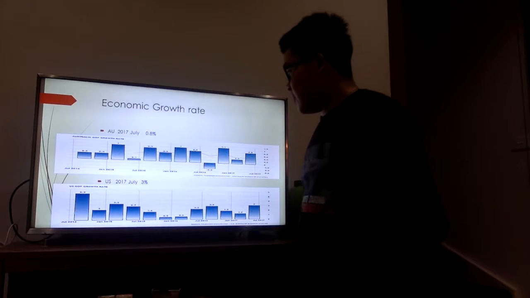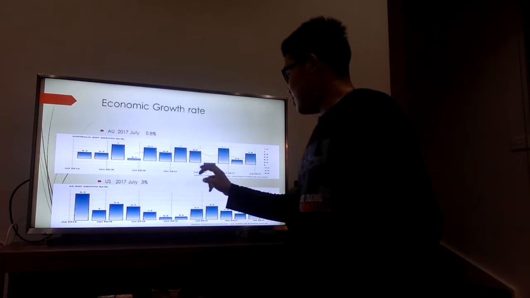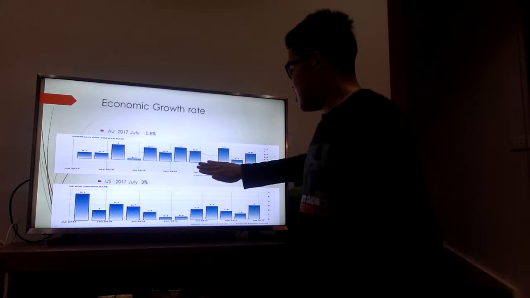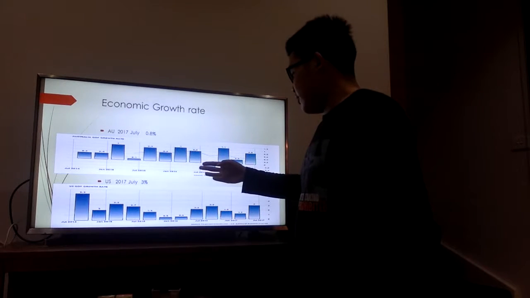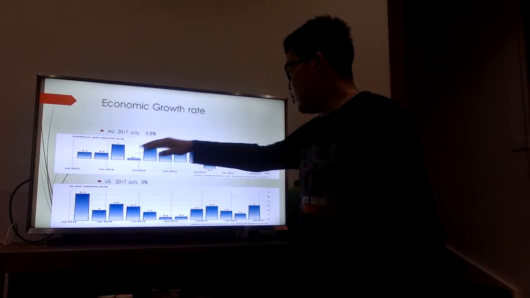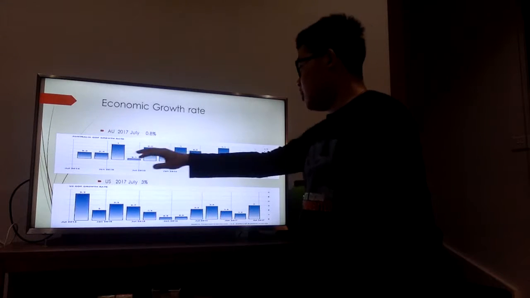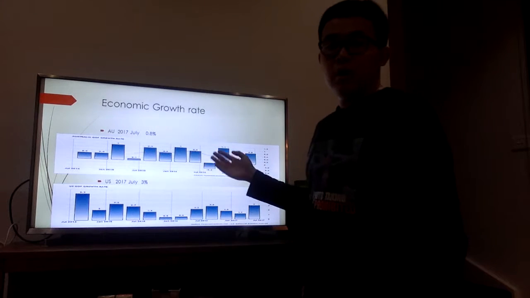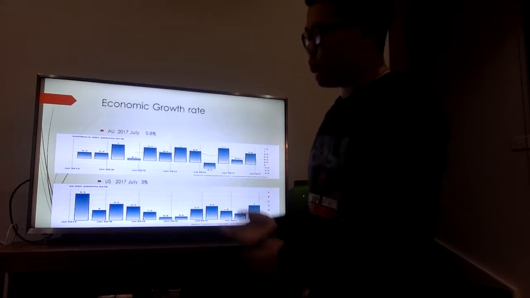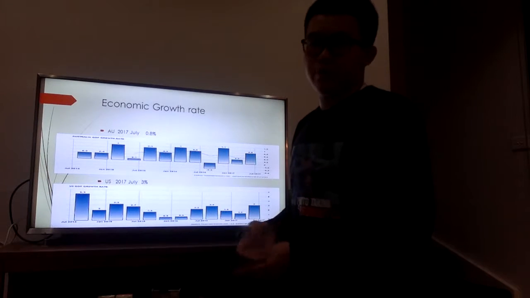As we see, even though they got a negative here, if we don't look at it, overall the economic growth rate is still good. I mean, we take those special issues away.